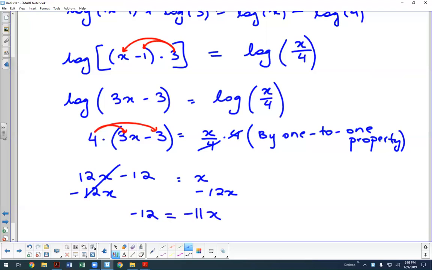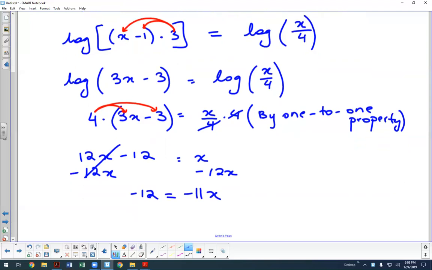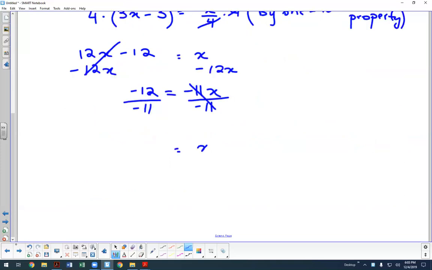Very good. So you divide. Get x by itself, so divide both sides by negative 11. And what's our final answer? It's going to be 12 over 11. There you go, 12 over 11. Again, leave it as a fraction.